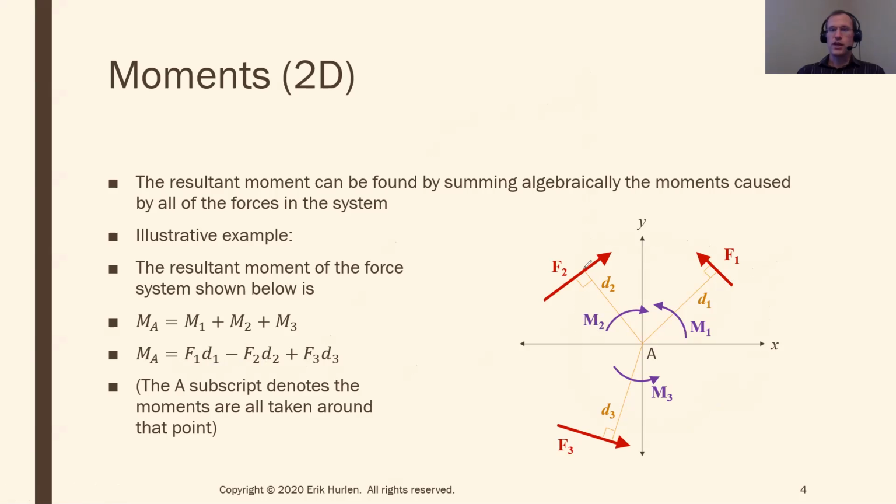Similarly, F2, I pretend is attached to the string d2, attached to point A. He's going to go around in that direction. That is clockwise. So in this case, I have a minus sign in front of F2 d2 because he's going clockwise. And then similarly for F3, going to go that direction, counterclockwise, so positive around A.